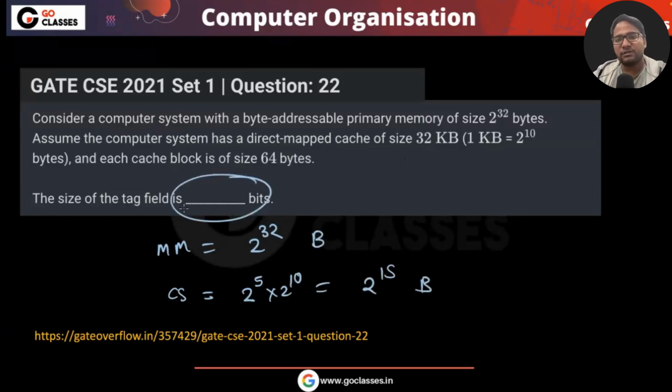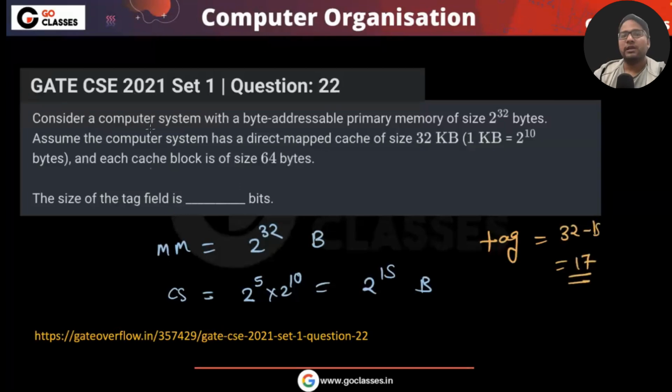Can you tell me the tag bits directly? Do you even have to read this? No, right? You can directly tell the tag bits are 32 minus 15, which is 17, isn't it? That question was asked very recently in GATE 2021.